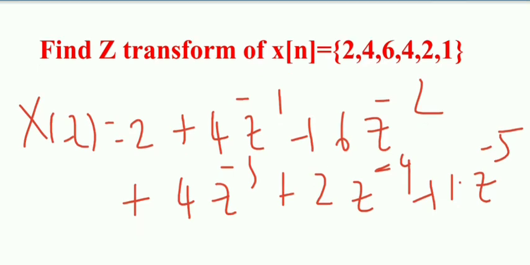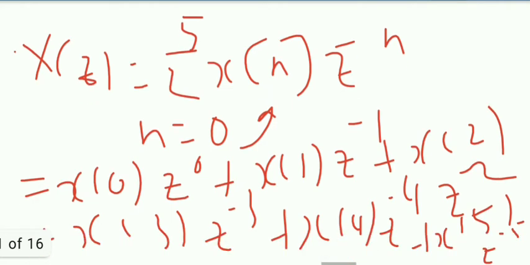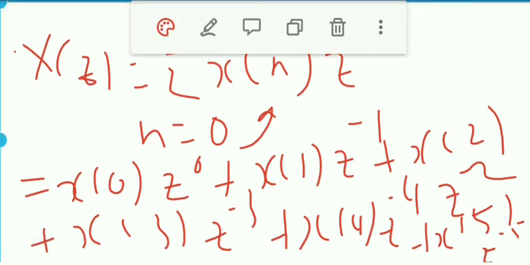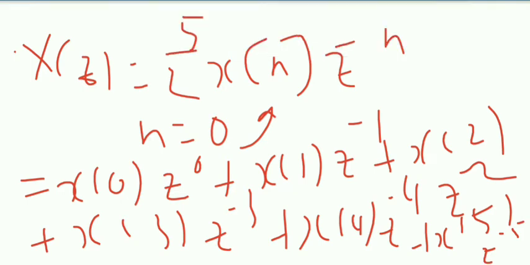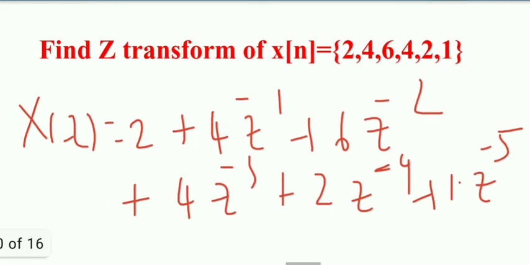So what I did, instead of x of 1, x of 2 and x of 3, 4, 5 in this equation, I substituted x of 0, 1, 2, 3, 4, 5 values and I got this equation. This is your x of z, z transform of x of n, right?